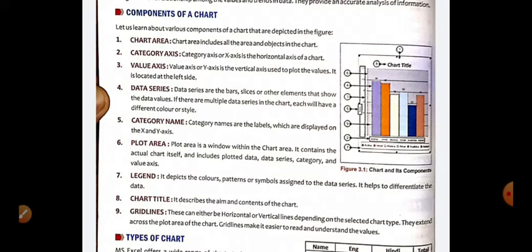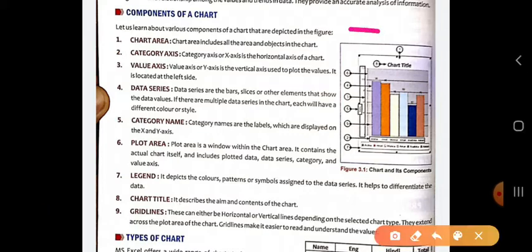Chart area. Chart area is the area where we make our chart, or we can say we plot our chart. So that is known as chart area. Chart area includes all the area and objects in the chart. This whole area is known as chart area. Always keep in mind.